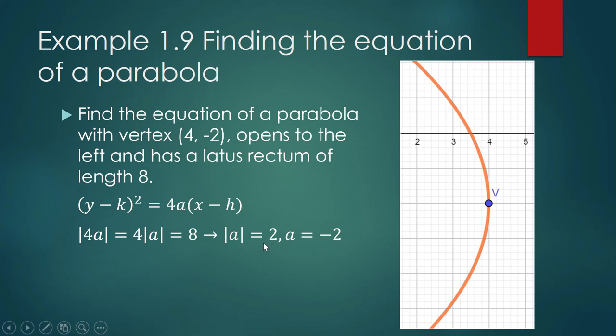But a here can be positive or negative too. What do we choose? We choose negative. Why? Because our parabola opens to the left. If it opens to the right, we choose positive 2. Okay, look at that. y minus k, so y minus -2, so it becomes y plus 2, then squared, is equal to 4 times -2. That's -8 times (x minus h), or (x minus 4).